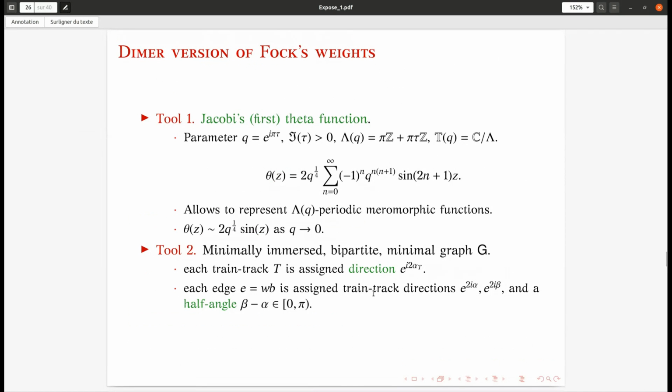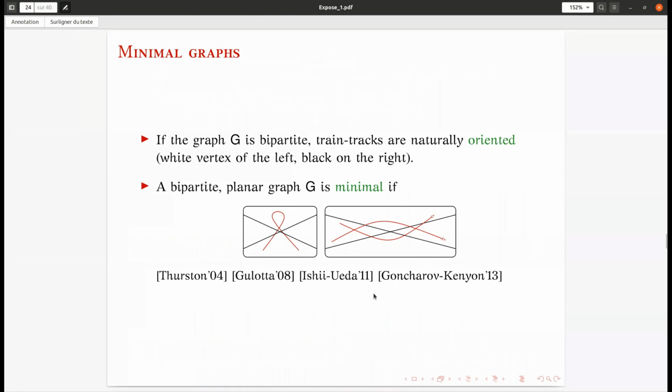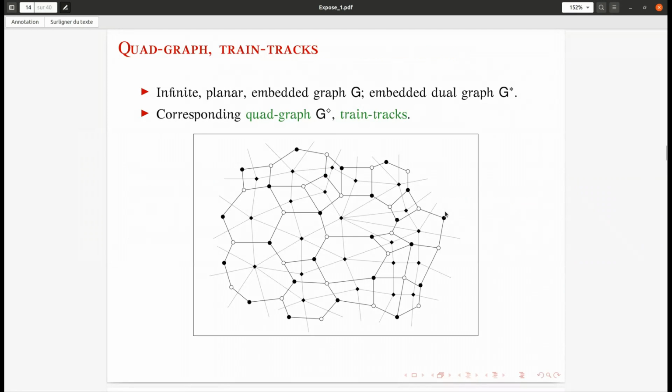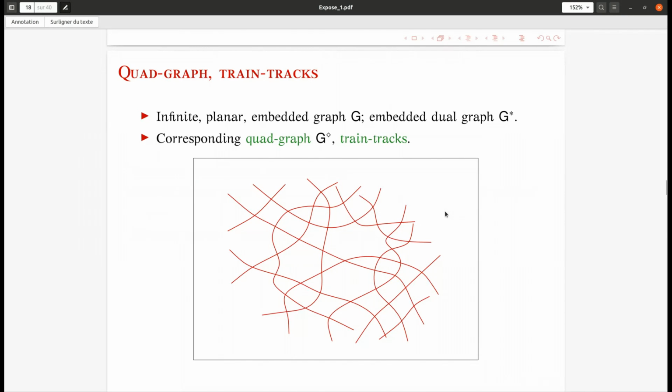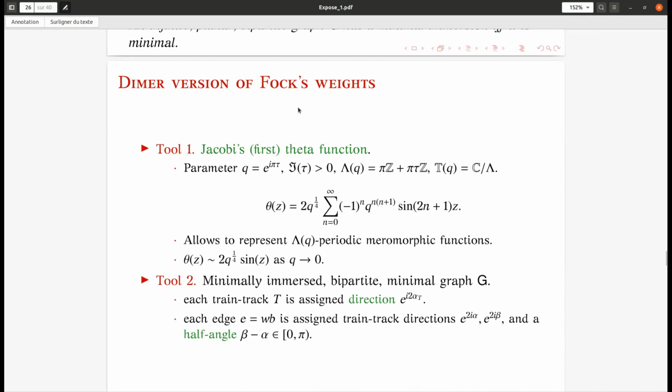Okay, so maybe let me go back to tell you where we are now, because I said I was going to speak about two things: spectral curves of minimal bipartite dimer models with Fock weights. So now I've defined what minimal bipartite graphs are, basically. And now I will tell you what Fock's weights are to define the dimer models. So sorry, I have to go back, forward. Okay, so the dimer version of Fock's weights.